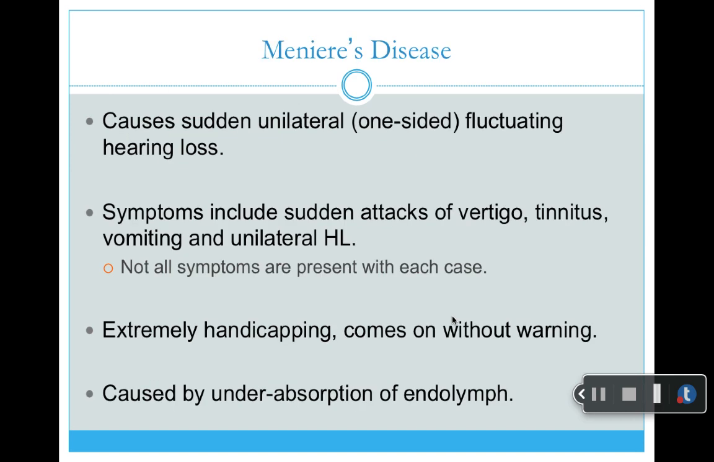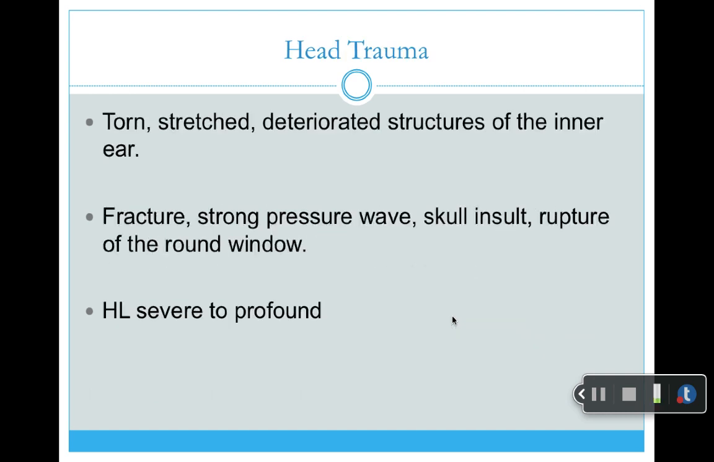Meniere's disease is something else that you don't want. It is a sudden, unilateral, one-sided fluctuating hearing loss. It just comes on fast, and it could be extremely handicapping without warning, and it could be a sudden attack of vertigo, tinnitus, vomiting, unilateral hearing loss. The symptoms could come and go. It could be done in a day. It can come back in a week. It might only come back once in your life, or it might come every month. I think that's what makes it so frustrating, is the unpredictability of Meniere's disease. And I don't believe we really have a way to treat it.